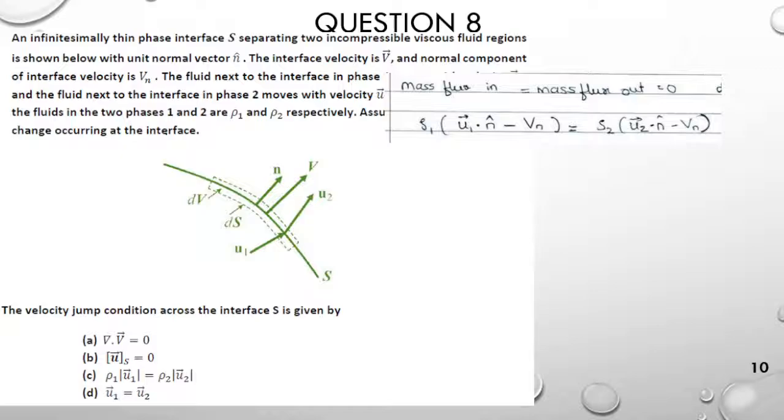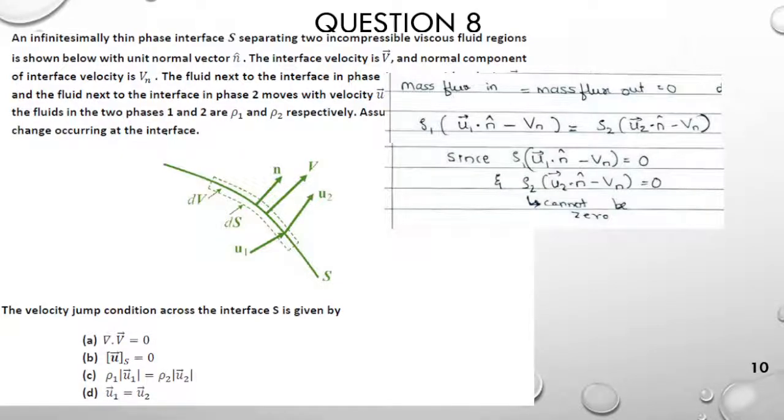What you can do next is equate both of them to 0, and since rho 1 and rho 2 cannot be 0, the only thing left is u1 dot n cap minus vn, so that needs to be 0. That is the effective velocity, which should be 0, and that is why B is the correct option.